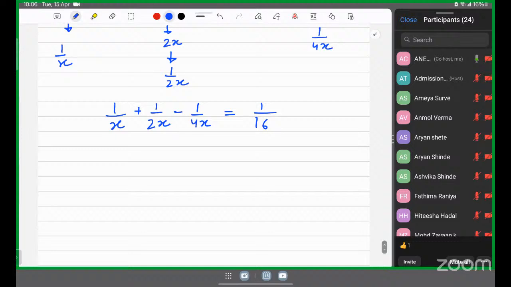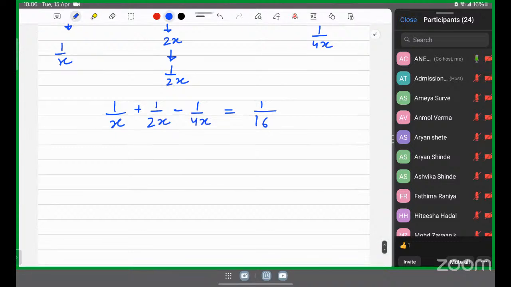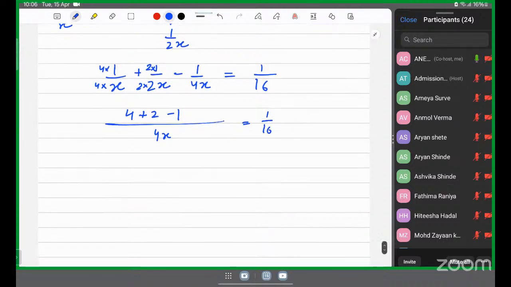Okay. Let's make the denominator the same. Multiply here by 2. Multiply here by 4. So in the denominator, we will have overall 4x. This will be 4 plus 2 minus 1 is equal to 1 by 16. So this will be how much? 4 plus 2, 8 minus 1, 7 by 4x equals 1 by 16.